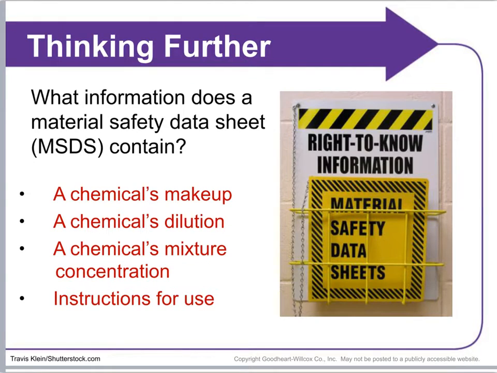So there's lots of information on this MSDS sheet. It gives you the chemical's makeup, the chemical's dilution, a chemical's mixture concentration, and instructions for use, as well as what to do if somebody were to ingest it or get it on their skin. It tells you all different types of side effects that could happen.